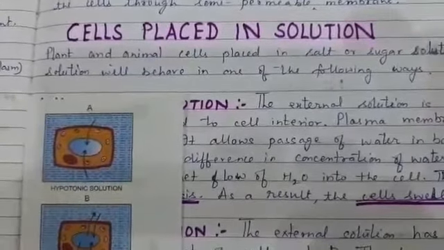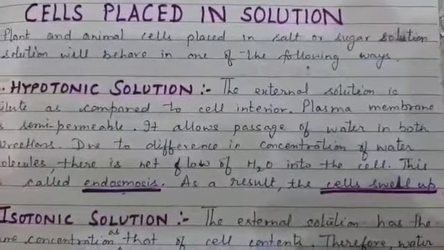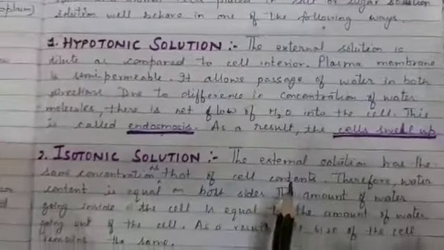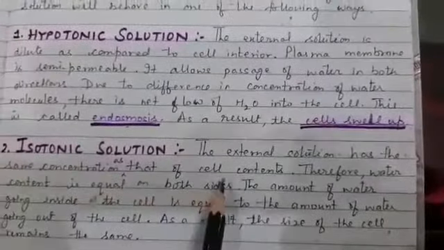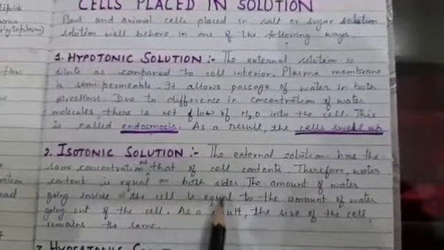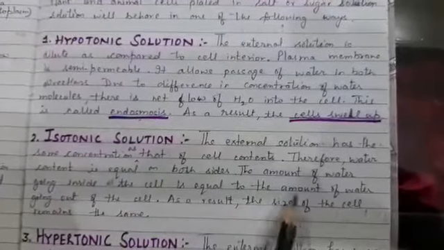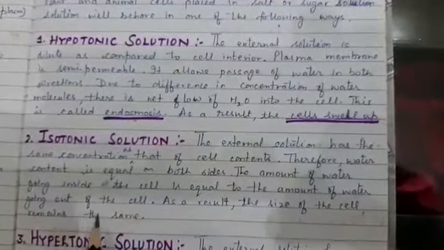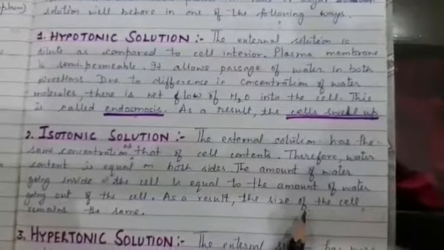Now the second is isotonic solution. The external solution has the same concentration as that of cell contents. Therefore, water content is equal on both sides. The amount of water going inside the cell is equal to the amount of water going out of the cell. As a result, the size of the cell remains the same.